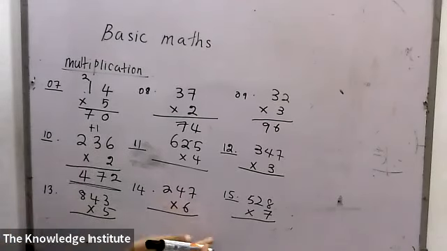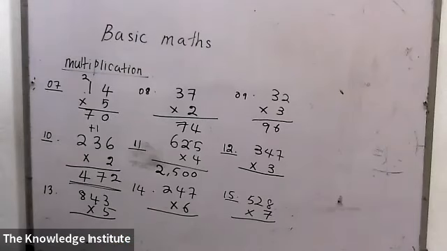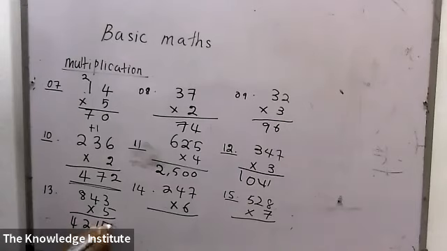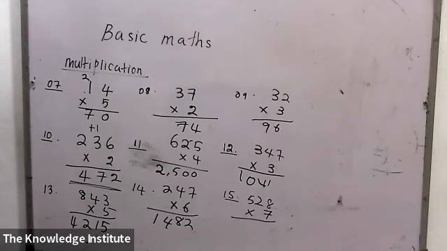625 by 4. Did you write all these things? Yes, teacher. Okay. What is the answer? 2500. Very good. Next one. 1041. Very good. Next one. 4250. 15, right? Yes, teacher. Okay. Next one. 1476. 76. 247 by 6. Okay, let's just check.